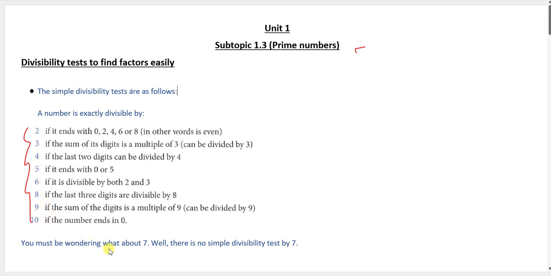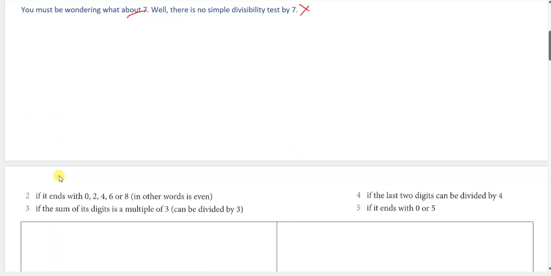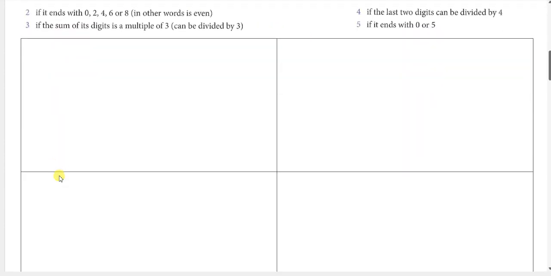In case you are wondering what about 7? Well, 7 doesn't have any simple divisibility test rule, so that's why it's omitted. Okay, so I'm gonna explain each and every one of them in detail. So let's see how much you can keep up, and it's very easy.